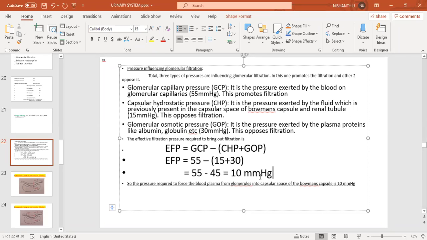So on a day-to-day basis, if you are assuming that you can maintain 10 mmHg of pressure throughout your life, forget about life, even in 1 hour, it is a big joke actually. Constantly it will be changing. Very constantly, 10 mmHg will not be there. It will increase, decrease, increase, decrease. Constantly it will be changing.